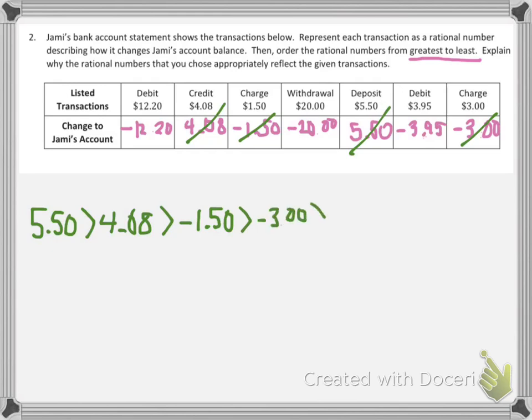And if you're not sure, put these on a number line. Then the next would be a negative 3.95, and that's a little bit bigger than negative 12.20. So negative 12.20, and that's bigger than negative 20. All right, and there they are, in order from greatest to least.